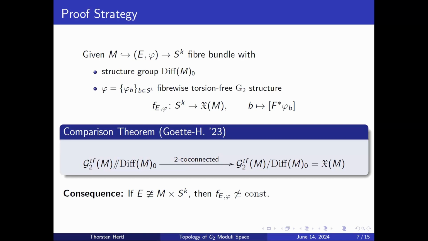Having such a datum, we can construct a map into a moduli space. How do we do that? We take a base point of our base here and send it to the fiber-wise torsion-free G2 structure. This lives on the fiber that is diffeomorphic to M. So we pick a diffeomorphism and put it back to our model space.